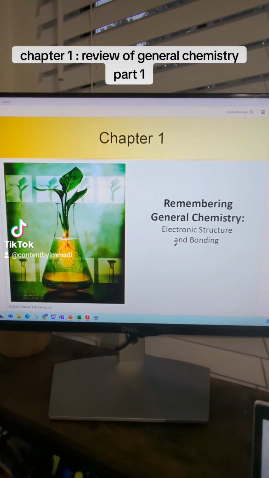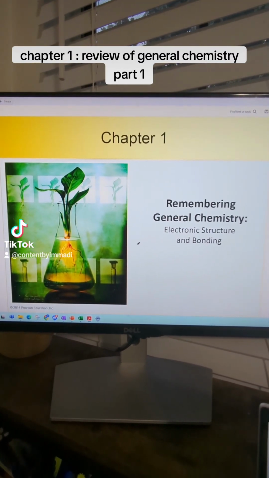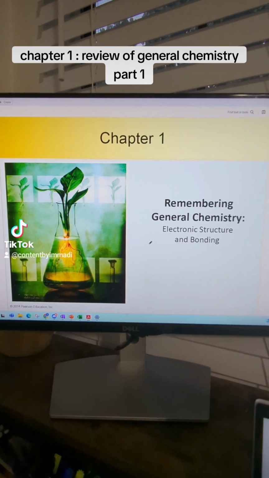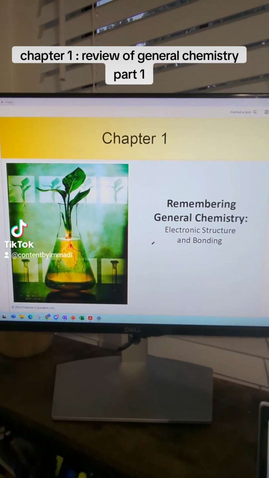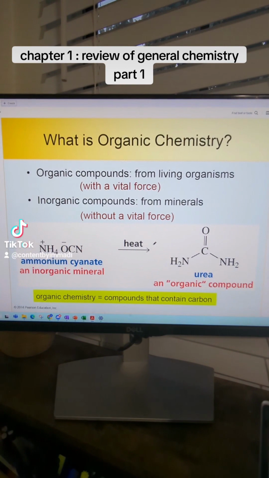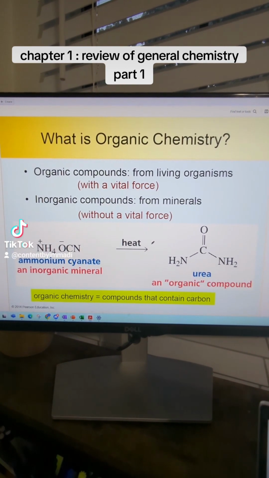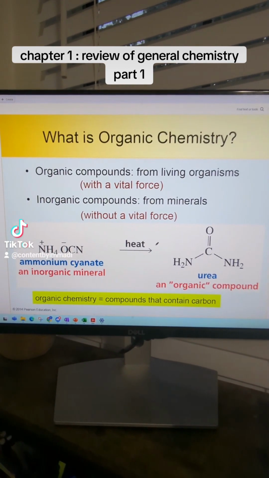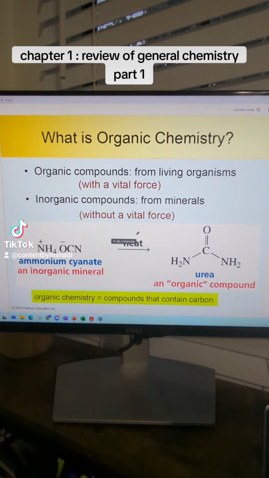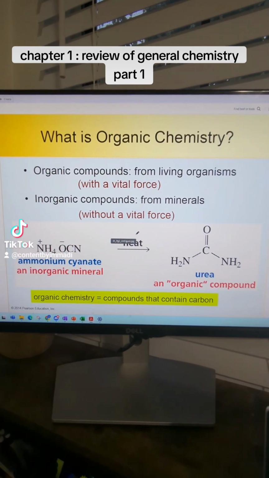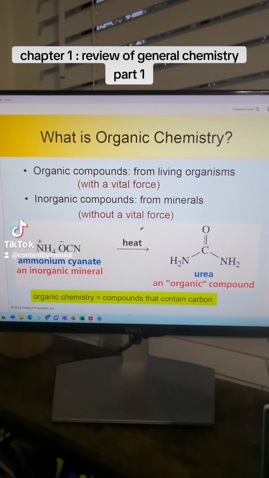Hello. As the semester is about to start, let's remember general chemistry before we start organic chemistry. But first, let's know what is organic chemistry. So, first we have to understand what are organic compounds and inorganic compounds. The organic compounds are from living organisms, while the inorganic compounds were from minerals.